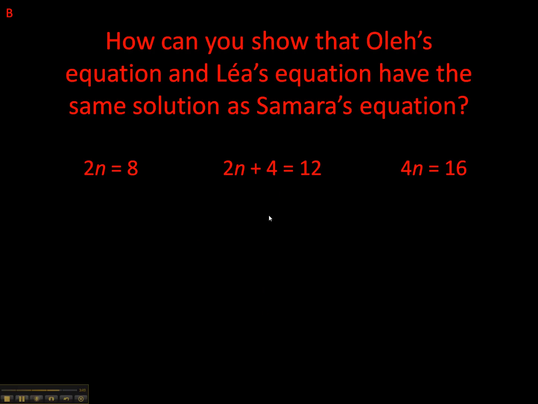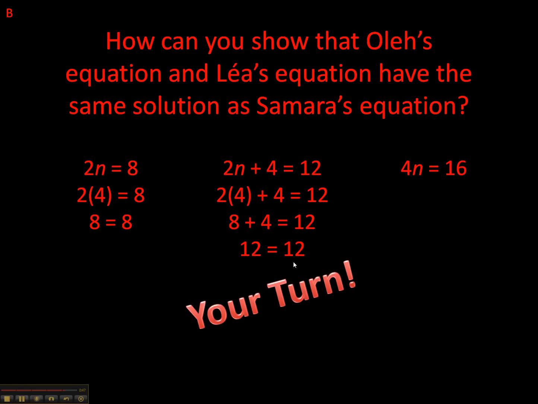How can you show that Oleh's equation and Leah's equation have the same solution? You can do this by replacing all the n's in each equation with a 4. So 2 times 4 equals 8, so 8 equals 8. We know that this is a good equation. 2n plus 4 equals 12. 2 times 4 plus 4 equals 12. 8 plus 4 equals 12. And 12 equals 12. So we know that this is also equivalent with this one because 4 balances it out.